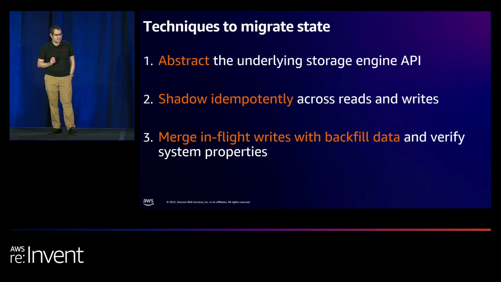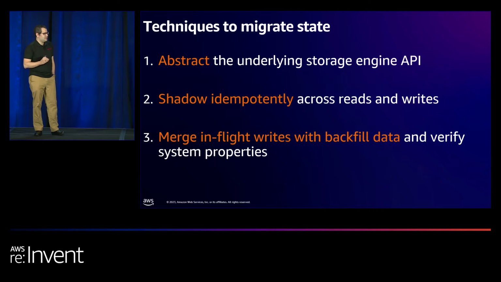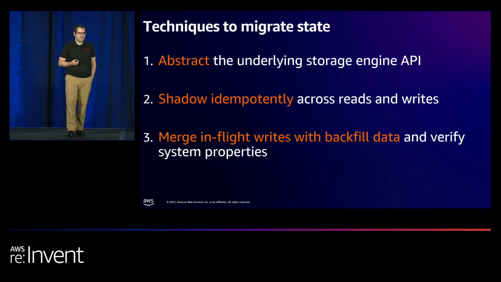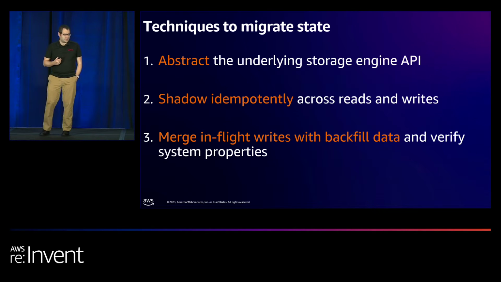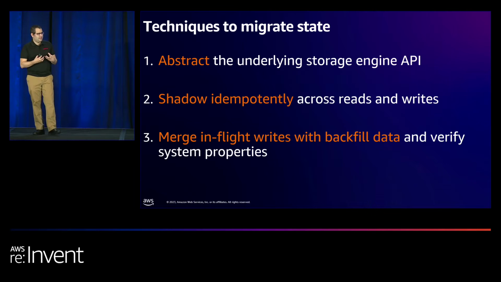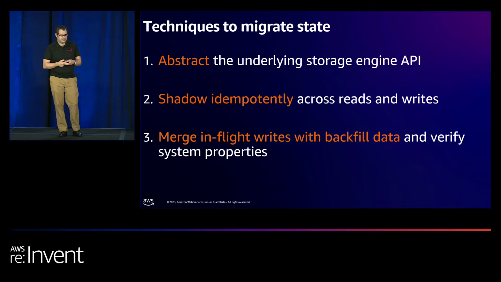All right, we're going to do a three-step process here. First, we're going to abstract the underlying storage API. This is because it's hard to migrate data stores if your applications are strongly coupled to those data store APIs. So we're going to figure out how we can decouple the applications from those underlying storage engine APIs. Then we're going to shadow traffic idempotently, and we'll go into what that means more in a second, across both writes and reads. And then finally, we'll merge those in-flight writes with backfill data in an idempotent fashion and verify that the new data store has the properties that we expect.